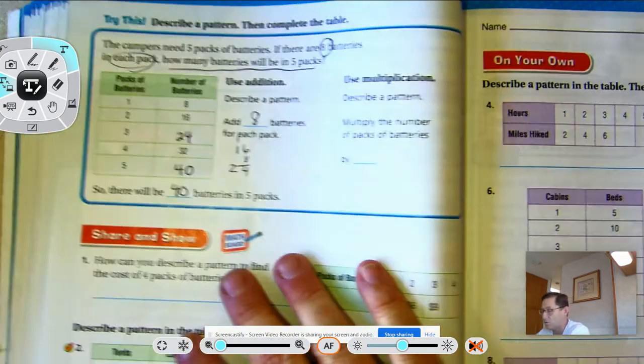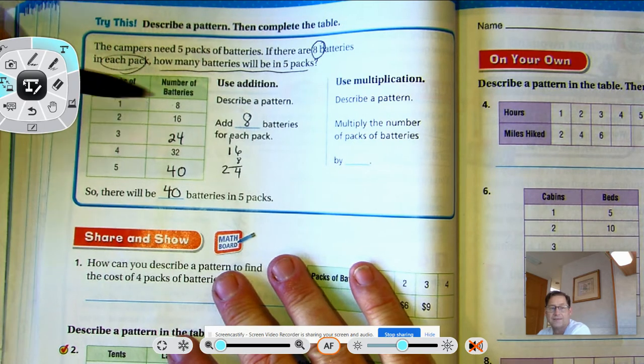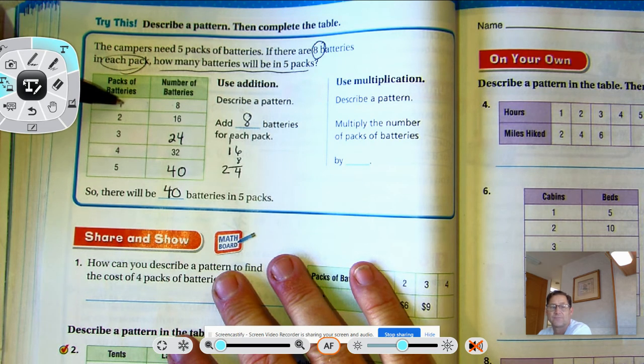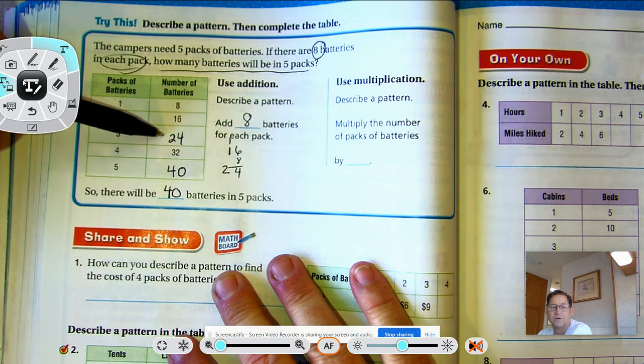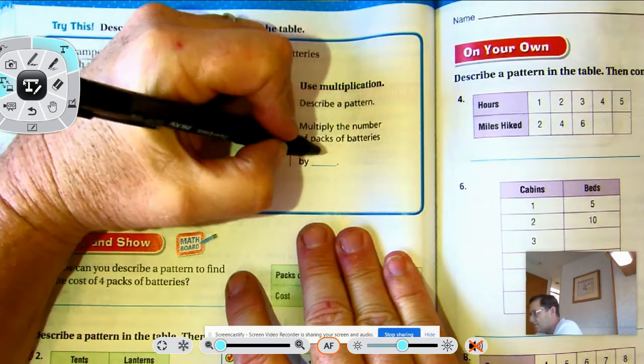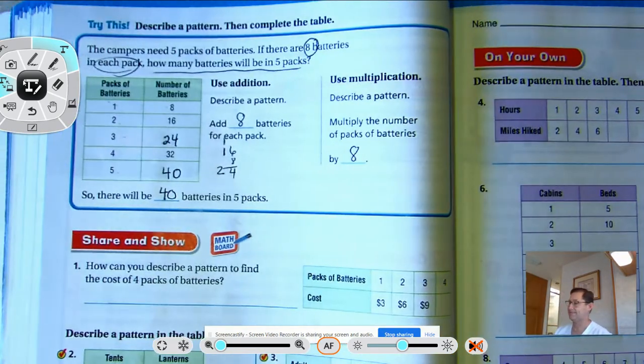Or we can multiply. For 1 pack, it's going to increase by 8. So the number of batteries is 8 times as many as the packs. So 2 packs of batteries, 16. 3 times 8, 24. 4 times 8, 32. 5 times 8, 40. So we can multiply the number of packs by 8.